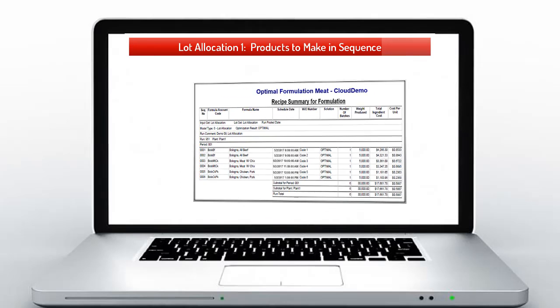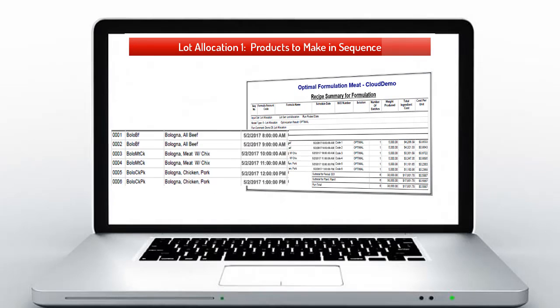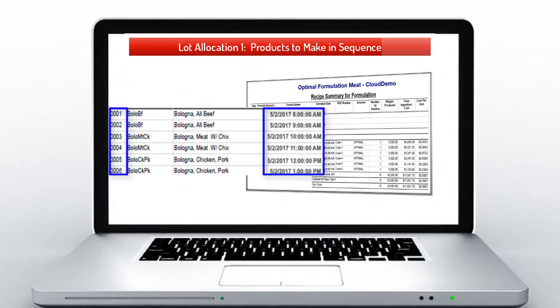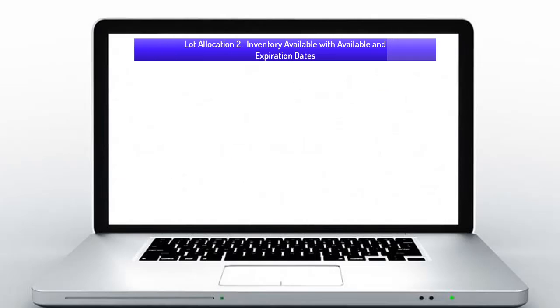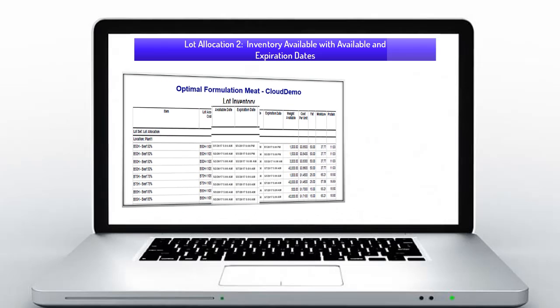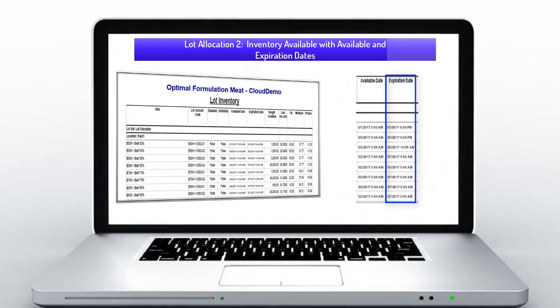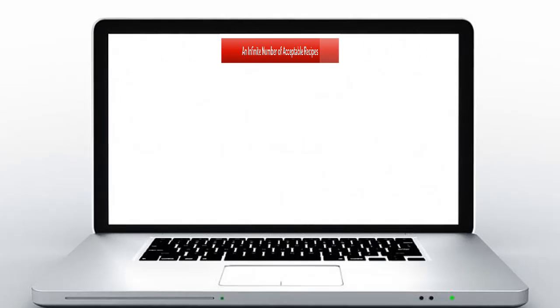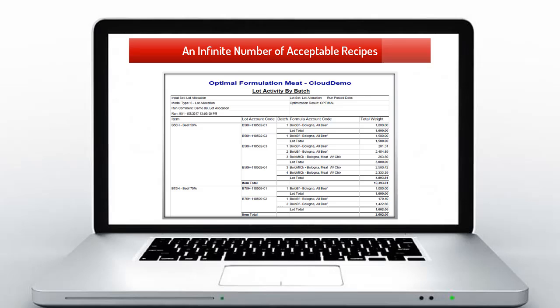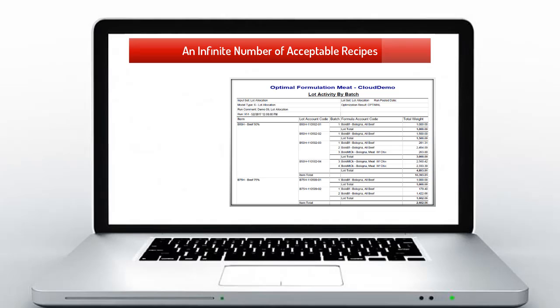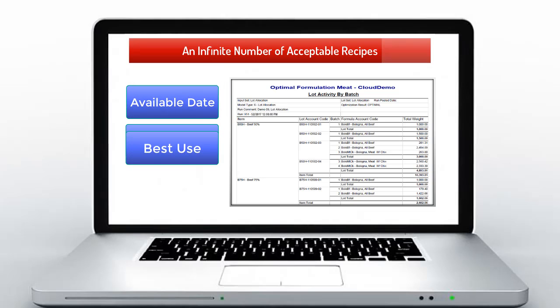In this example, we have 6 batches of product to be made, 1 hour between batches. We also have inventory, including lots that are expiring during the production, as well as lots that are older than other lots. Optimal Formulation generates batch recipes for each batch and optimizes the use of lots considering age and expiration dates. Lot allocation can optimize on the basis of available date, expiration date, or best use.